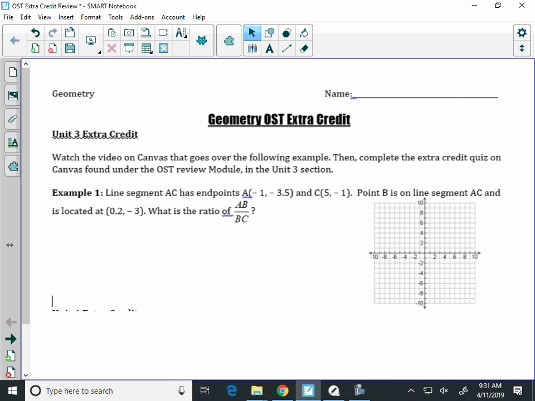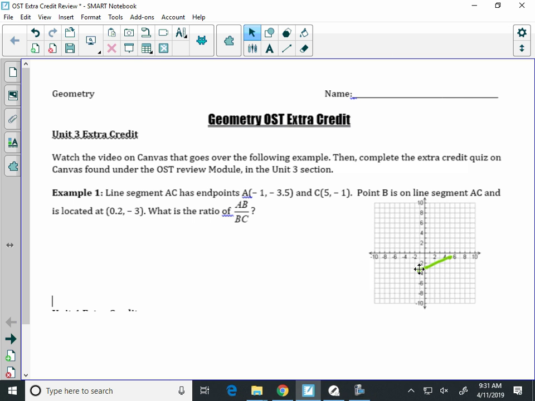So what we're going to do with this one, again, it's really helpful to plot these points, okay? So I'm going to plot (-1, -3.5), so it's kind of in the middle there, (5, -1), and (0.2, -3). That's kind of like right here. And that's really hard to see on a grid because their decimals are really close together. It's kind of scrunched. Okay?